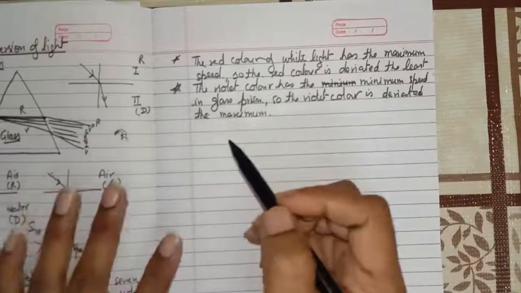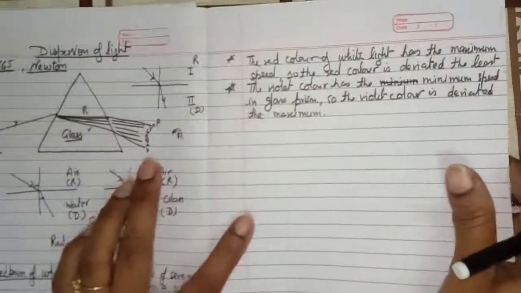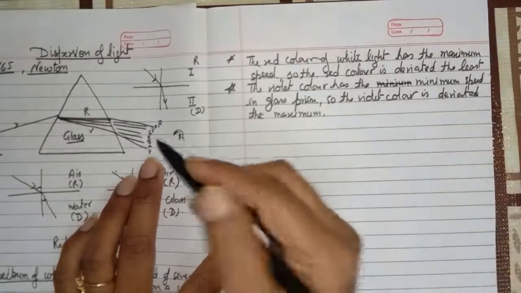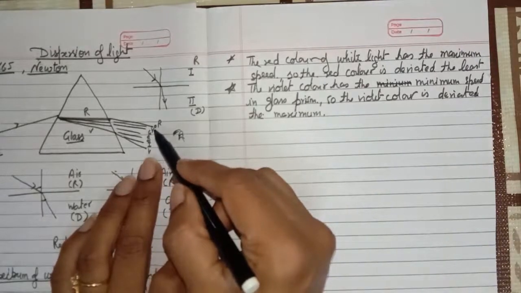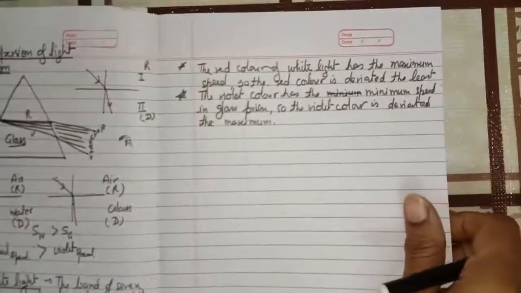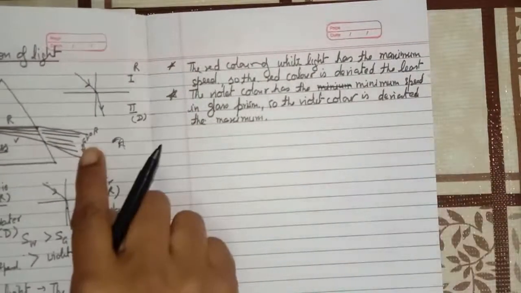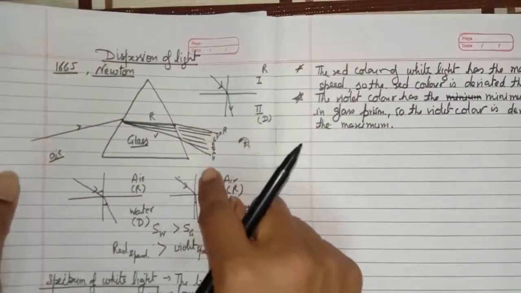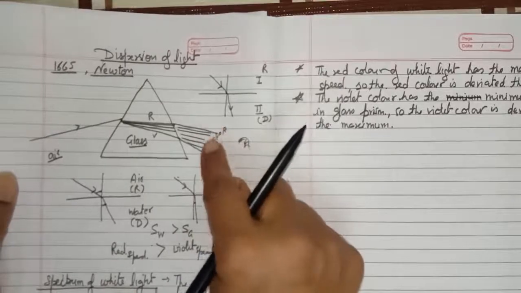And the light which we find at the bottom of the spectrum is the violet color, because it has the minimum speed. And at the top of the spectrum we find the red color of light, because it has the maximum speed in glass. Okay, so this is called the dispersion of white light, and this type of band which is formed on the white screen is called the spectrum of white light.